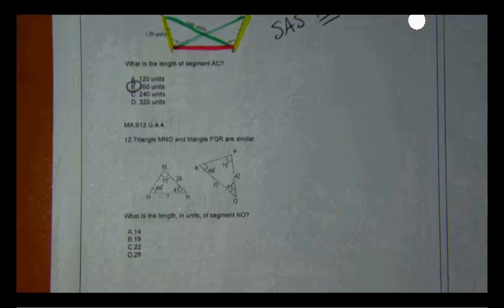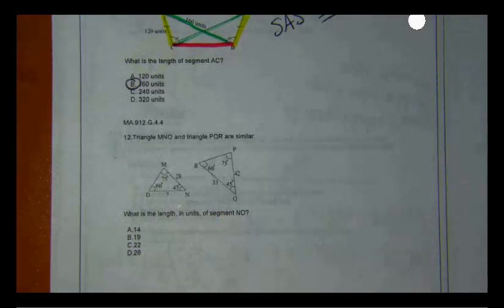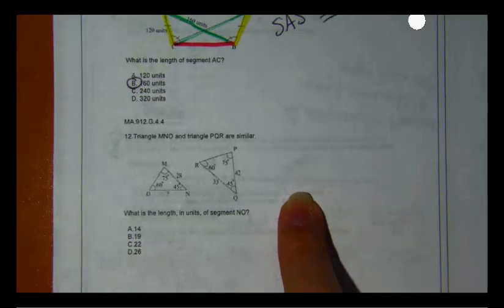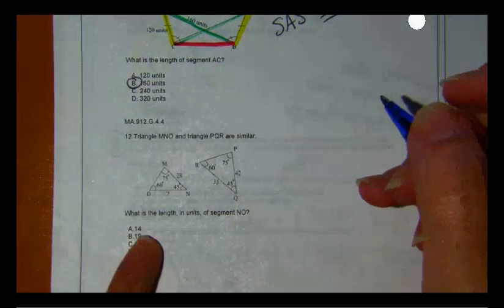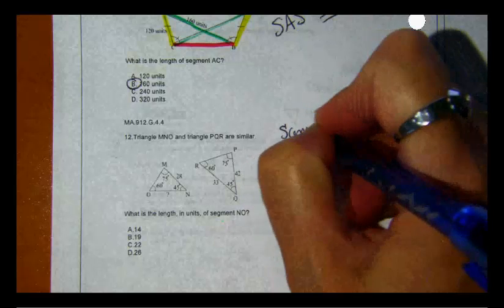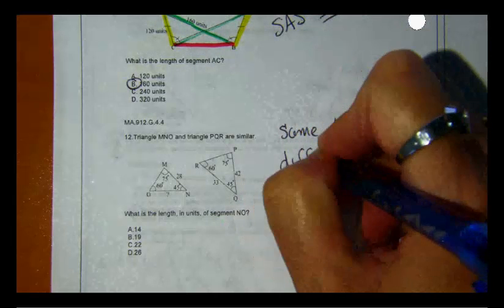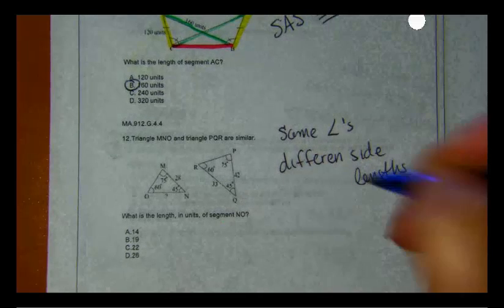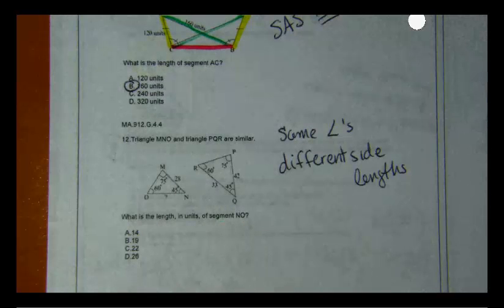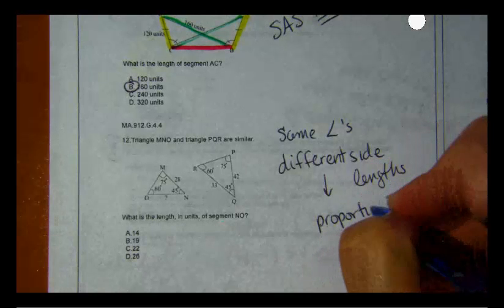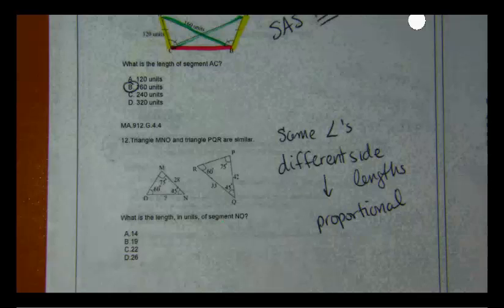Okay. Now, we did not get to this yet, unfortunately, but this is going to be something that's on the test. Or on the end of course. Similar triangles are in proportion to each other. So they have the same angles, but different side lengths. And you should have some proportions from the different side lengths being proportional. You should have had some proportions in Algebra 1.